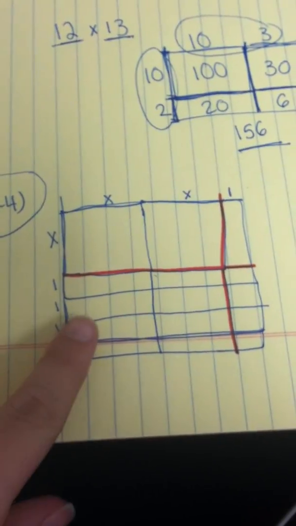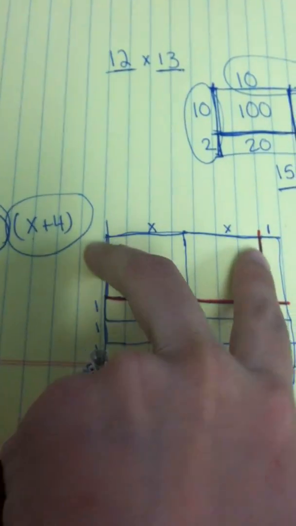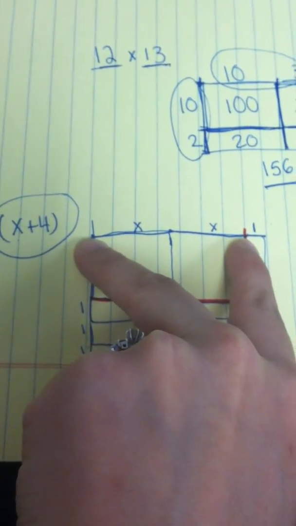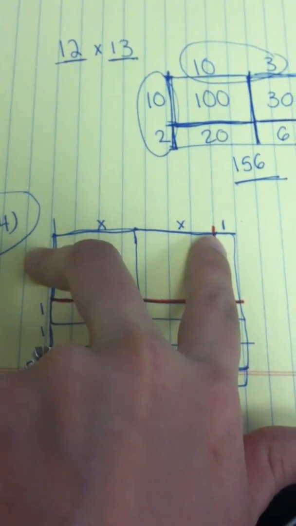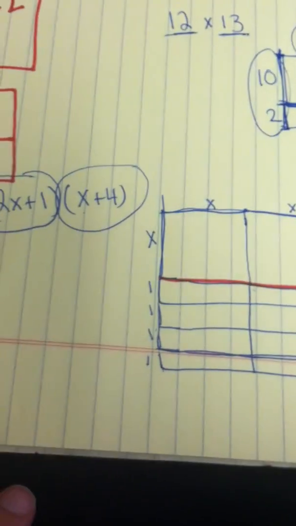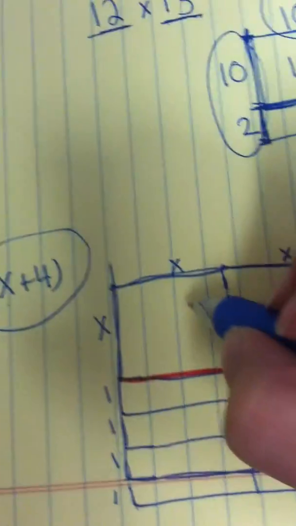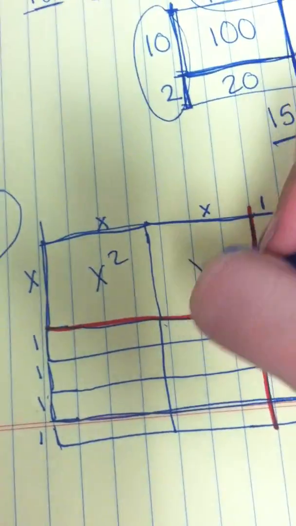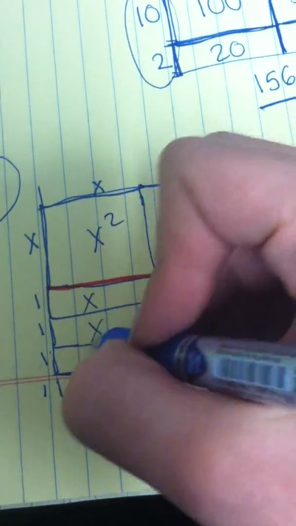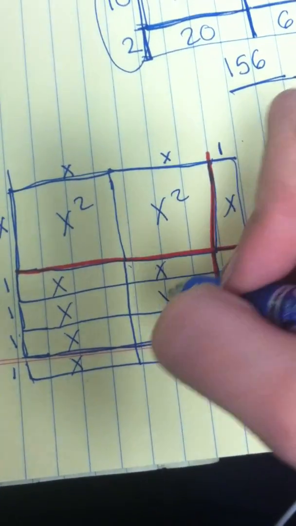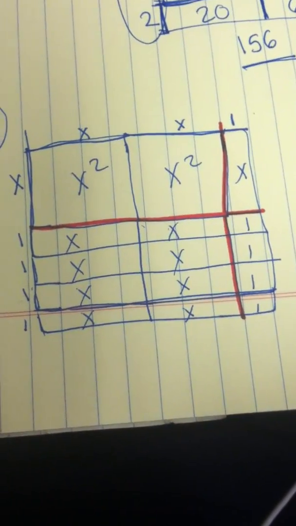What you see in red is more something like this. I'm treating this whole thing as 2x and this as 1, because if you look here, I've got 2x plus 1. So it's a distance of 2x plus 1, and this length here is a distance of x plus 4. We can calculate each piece. x squared; x and 1 is x; 1 by x is x. All of these are x blocks, and all these are 1 by 1 by 1. We can calculate it that way.